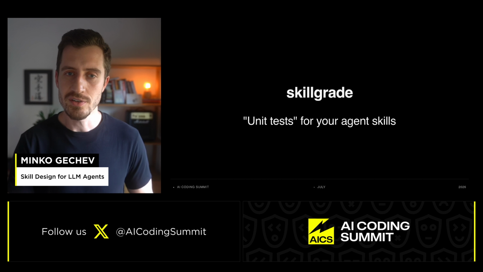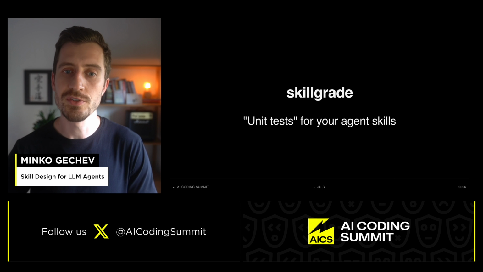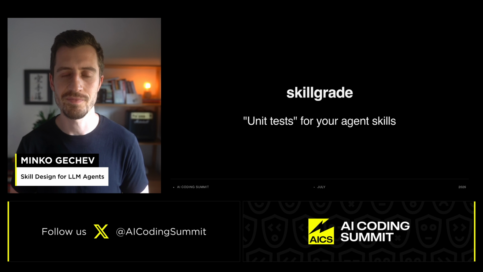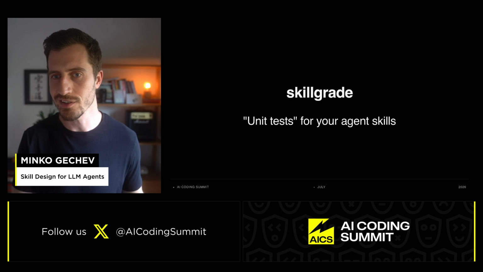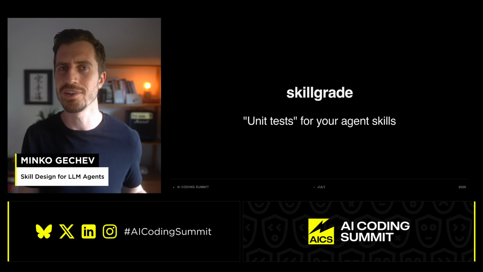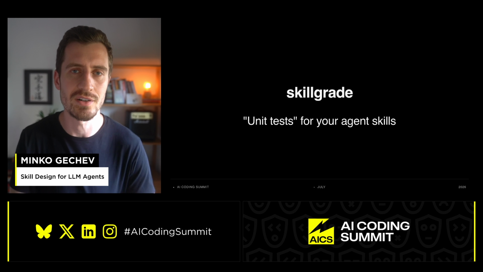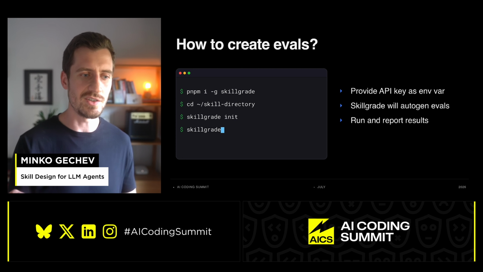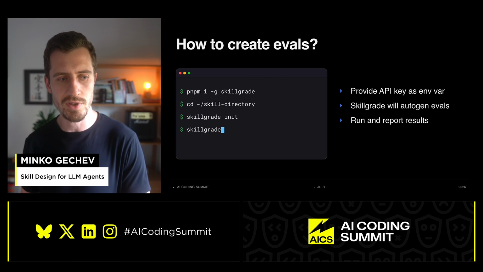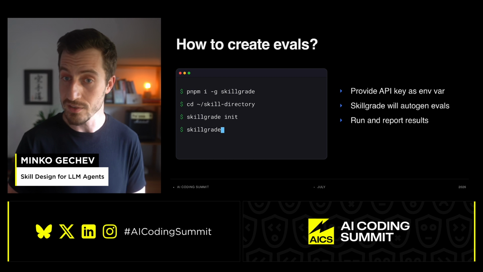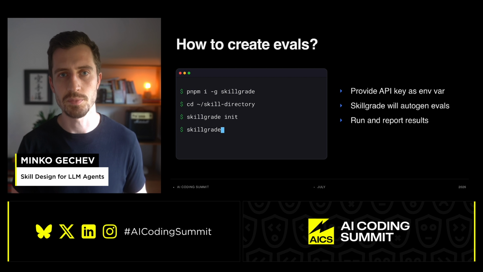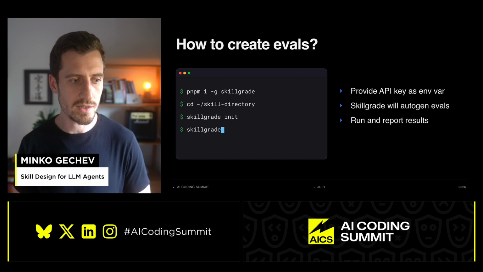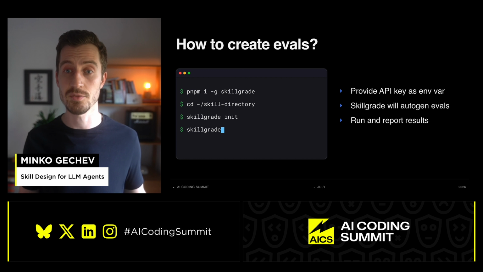Based on these two papers, I created a tool called SkillGrade that I am describing as unit tests for your agent skills. SkillGrade is, I'll say, probably the easiest way for you to create evals for your skills. All you need to do there is install skillgrade with npm or pnpm. After that, run skillgrade init. Make sure you provide an API token for your favorite AI SDK or provider, for Anthropic, OpenAI, or Google, and you run skillgrade, and that's pretty much it.